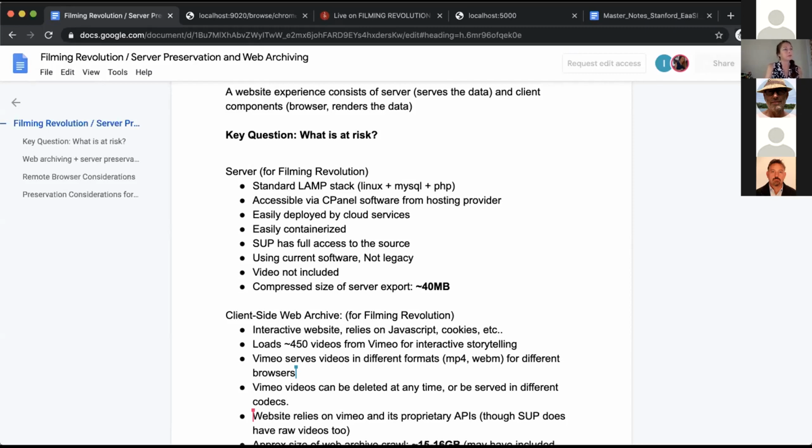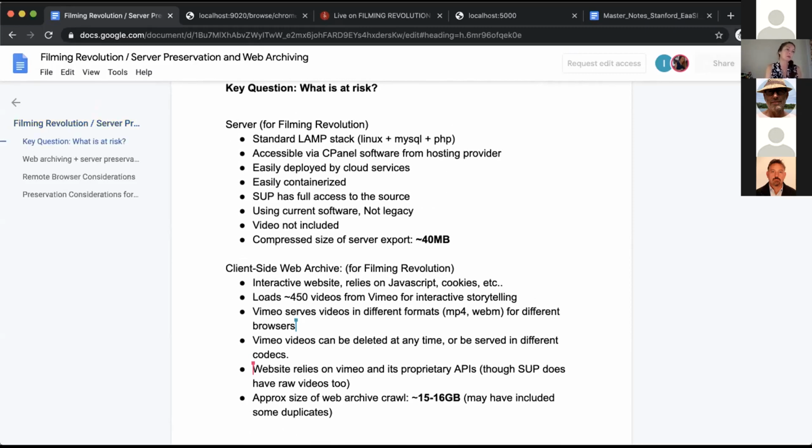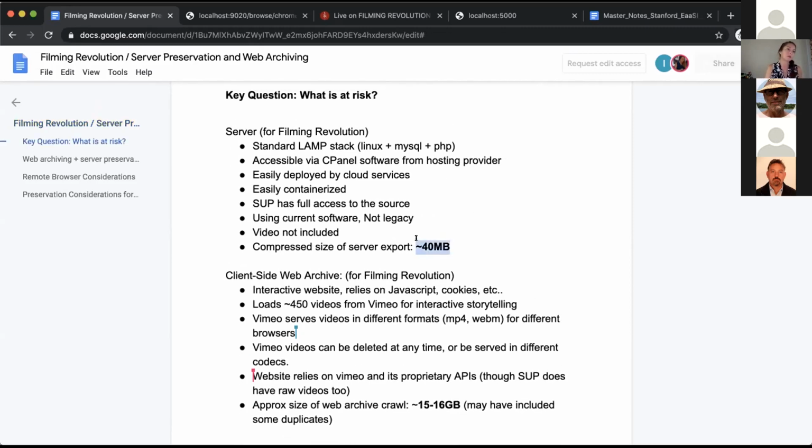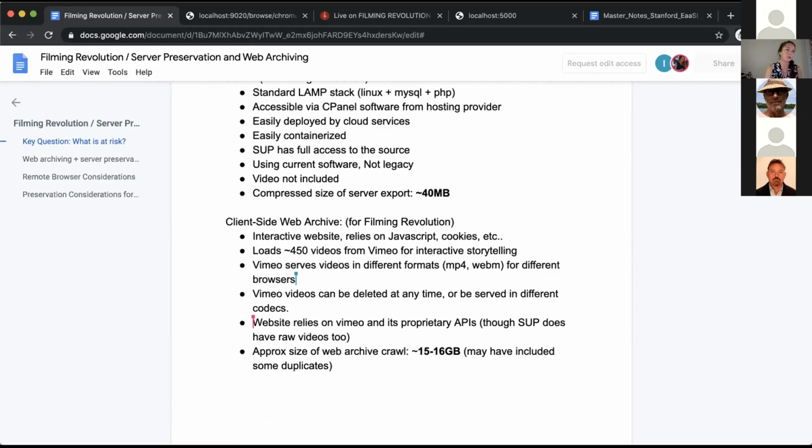And so the server component, which is what Jasmine was able to put into EaaSI, the total of that is about 40 megabytes. The web archive component, also all of the videos, all of the interviews in this piece, there's about 450 videos. They're all loaded from Vimeo. So the size of those is about 15, 16 gigabytes. There may be some duplicates included. And Vimeo sometimes serves them in different formats. The videos can be deleted from Vimeo at any time.